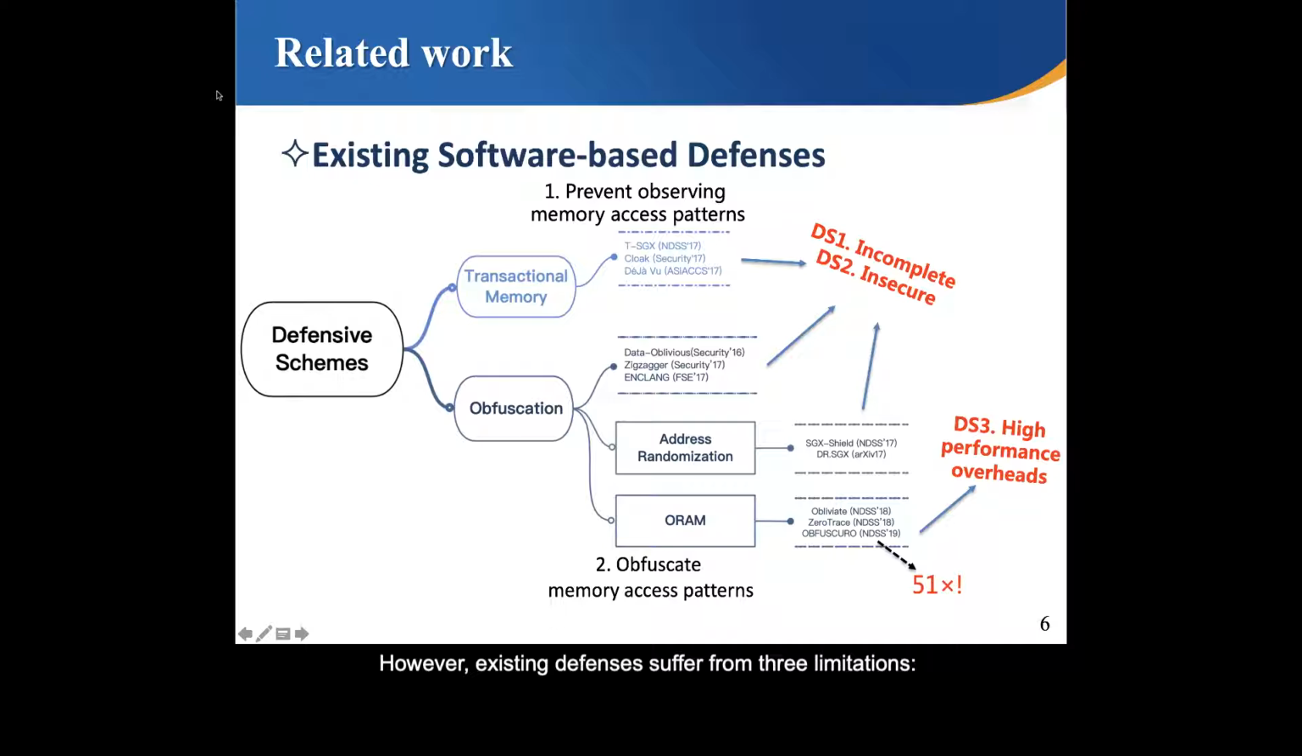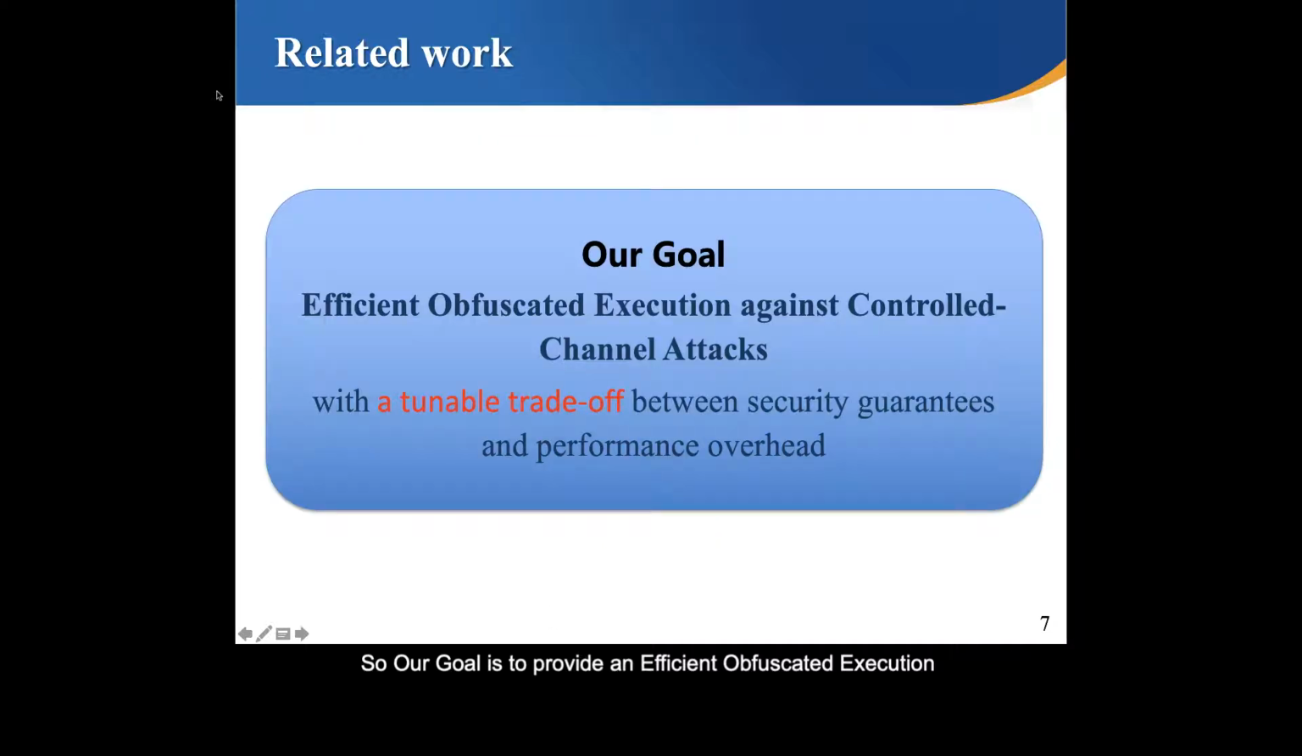However, existing defenses suffer from three limitations. The first, incomplete protection against even coarse-grained subchannel attacks. Second, incomplete protection of both code and data. Third, high performance overhead. So our goal is to provide an efficient, obfuscated execution against the controlled-channel attacks with a tunable trade-off between security guarantees and performance overhead.